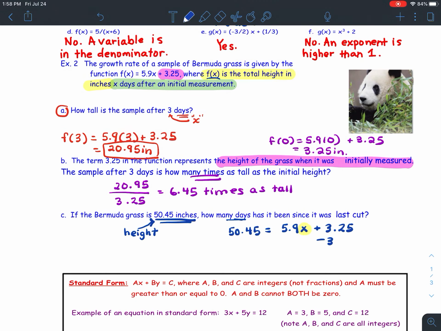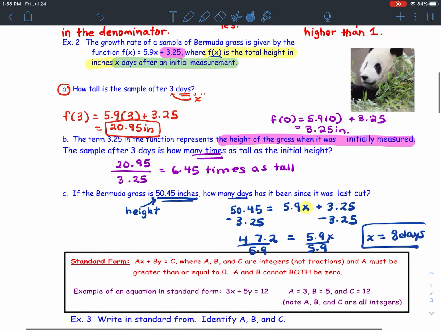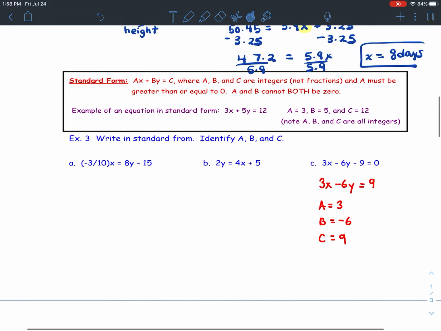Okay, and we know that we would subtract 3.25 from both sides. That would leave us with 47.2 on the left, and then finally we would divide both sides by 5.9, leaving us roughly with an answer of 8 days for it to have grown to the 50.45 inches there. Okay? All right, hopefully you didn't have too much trouble with that.